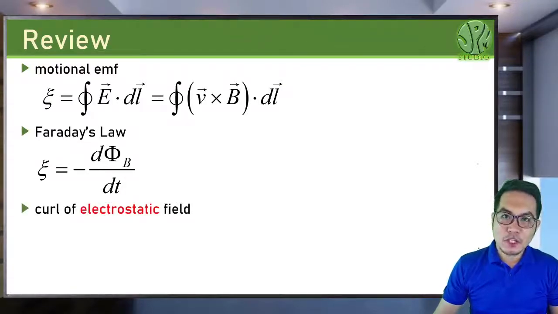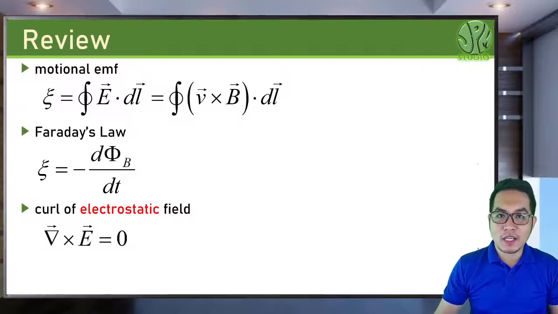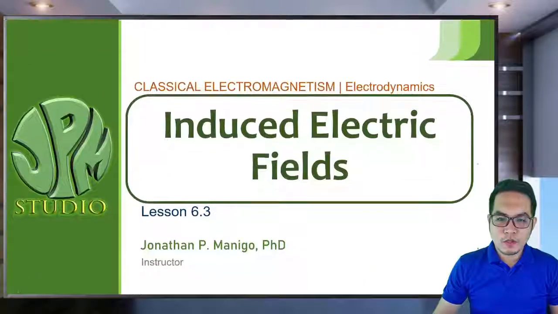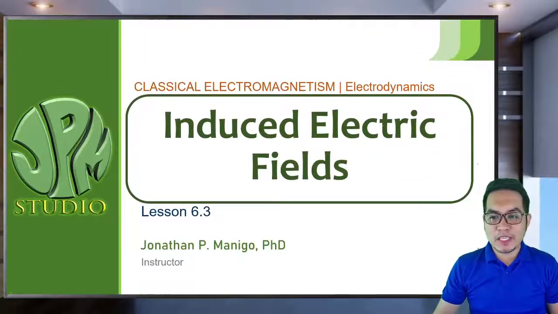And in our previous chapters, we have discussed the curl of an electrostatic field. If you have an electrostatic field, it doesn't have a curl. It doesn't curl. It actually has a uniform direction. So for this lesson, we will be focusing on induced electric fields caused by electromagnetic induction.